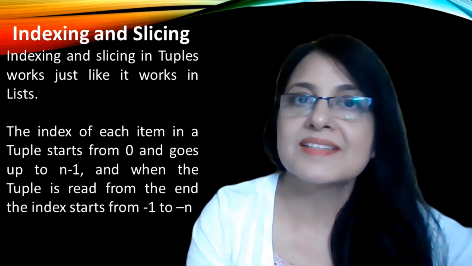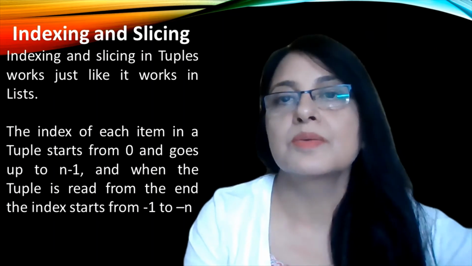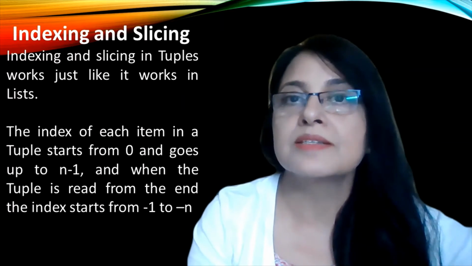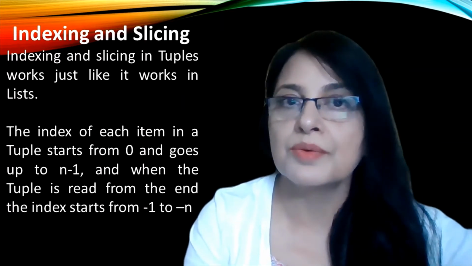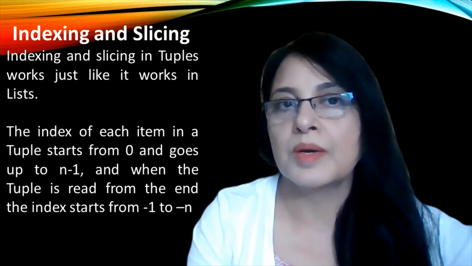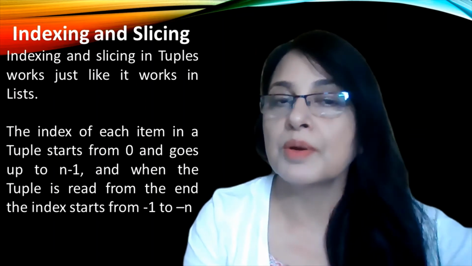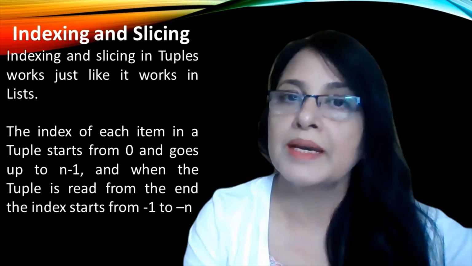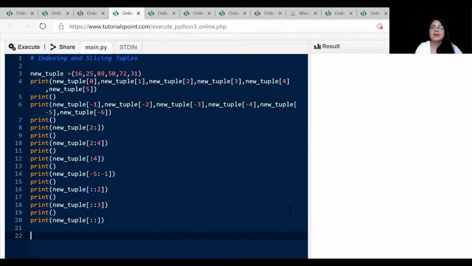Indexing and slicing in tuples works just like it works in strings or lists. The index of each item in the tuple starts from 0, goes up to n-1. And when the tuple is read from the end, the index starts from -1, it goes up to -n. We'll take a look at indexing and slicing in tuples.